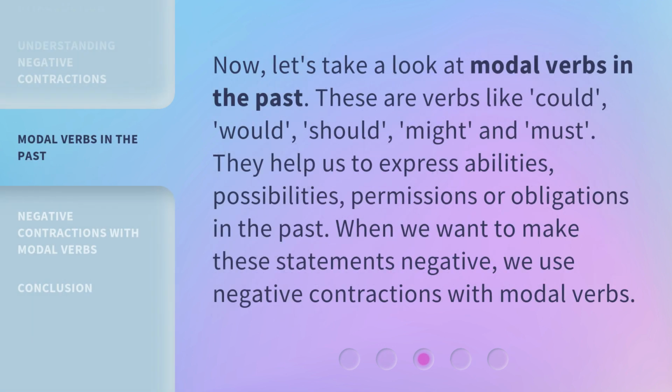Now, let's take a look at modal verbs in the past. These are verbs like could, would, should, might, and must. They help us to express abilities, possibilities, permissions or obligations in the past. When we want to make these statements negative, we use negative contractions with modal verbs.